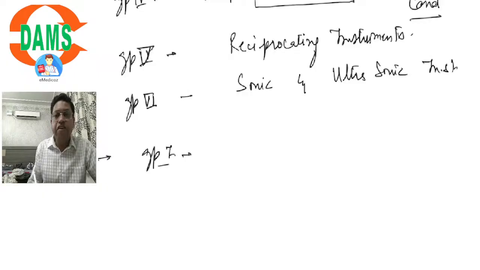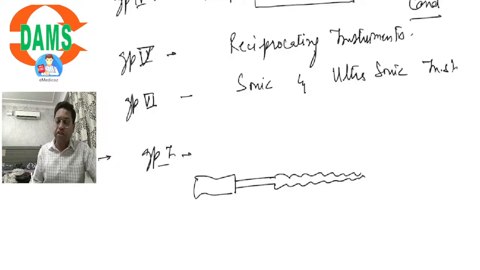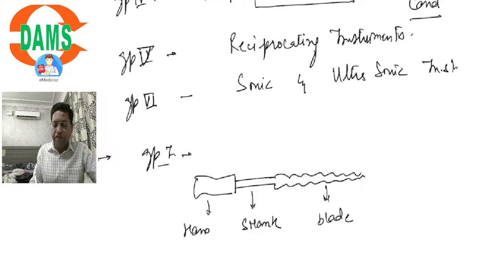Firstly, we'll see the group 1 instruments, that are hand use instruments. And a hand instrument has a general geometry like this, which consists of 3 parts: the blade of the instrument, the shank of the instrument, and the handle of the instrument. So basically, there are 3 parts to it.